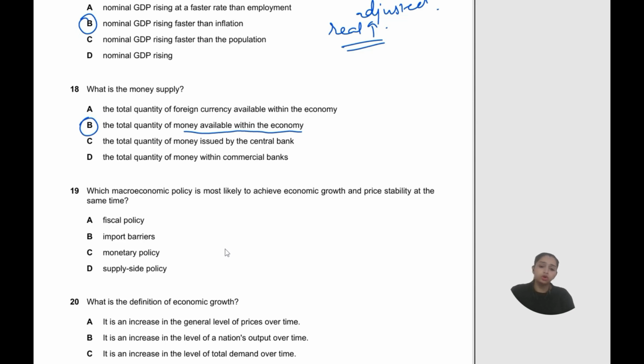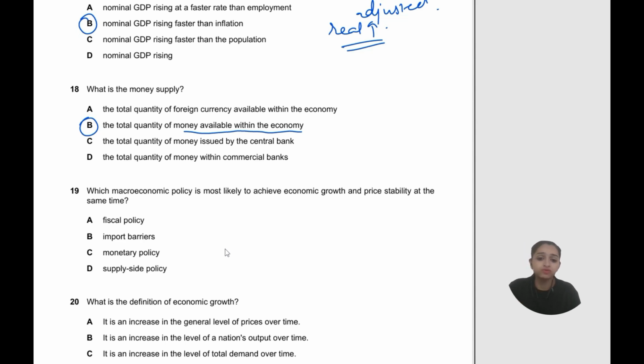I'll read the other two options as well to make you understand. The total quantity of money issued by the central bank. Now, the central bank only mints money in the form of currencies, etc. However, the commercial banks, with the help of the multiplier and lending, keep increasing the credit supply, the money supply in the market, by way of issuing credit cards and loans, etc. So remember, the total quantity of money is not issued by the central bank itself. It's a combination of the commercial and the central bank.